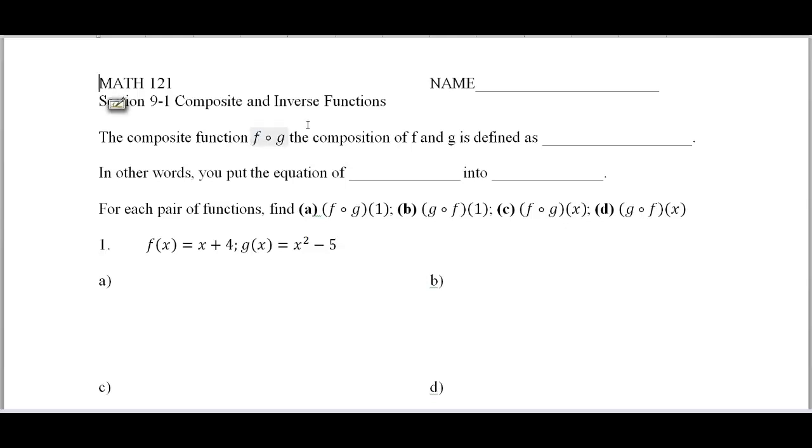The composite function, f of g, is the composition of f and g and is defined as f of g of x. Now, a composition is when you can plug a function into another function. In other words, you're going to plug the equation of g of x into the equation of f of x. So when we have this composition, we're putting one function inside of another function.